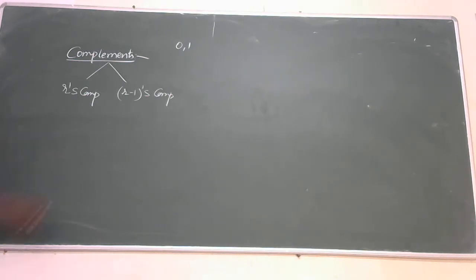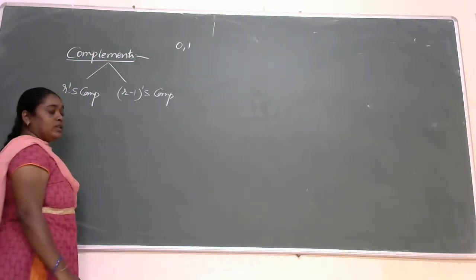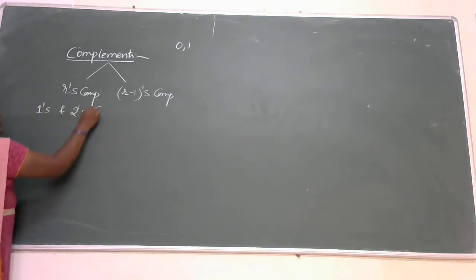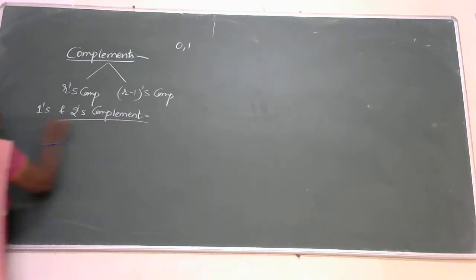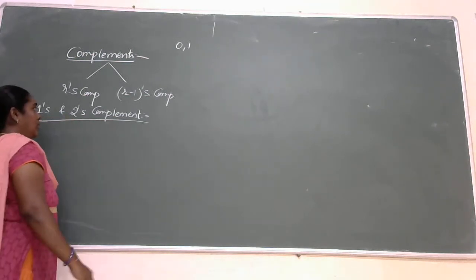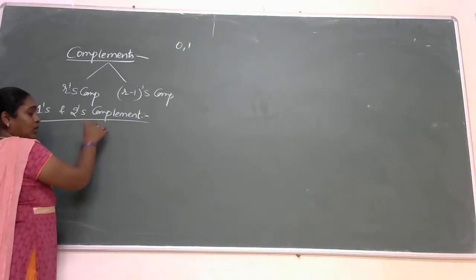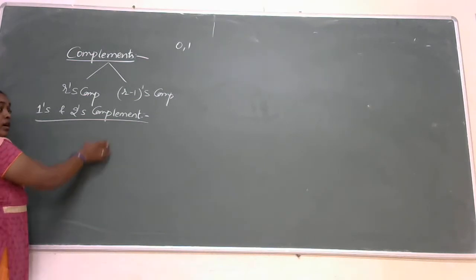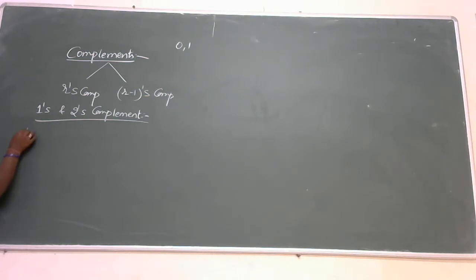But among all these R's and R minus 1's complements, we generally use 1's complement and 2's complement. Among 1's and 2's complement, how to perform them, which is preferred, either 1's complement or 2's complement, and how can we say that one complement is more preferable than the other? Now let us start with 1's complement.